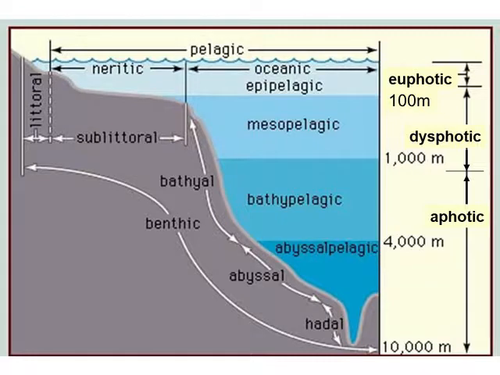So let's look at the different regions in the ocean. As you can see here, we've got our euphotic, dysphotic, and aphotic zones, where you have light and no light. Everything within the continental shelf is known as the neritic region, and everything past that in the abyssal plains region is known as the oceanic.